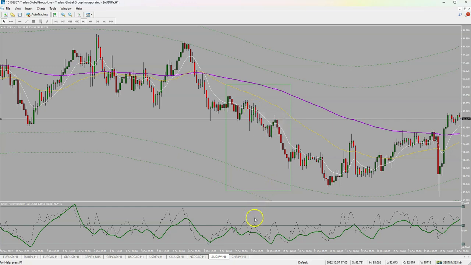At the same time that happened, here's our RSI 5 poking its head above the 50 level, leaving the Ehlers Fisher behind. The Ehlers Fisher had to stay down here. So that's rule number 2. We're good. Rule number 3.